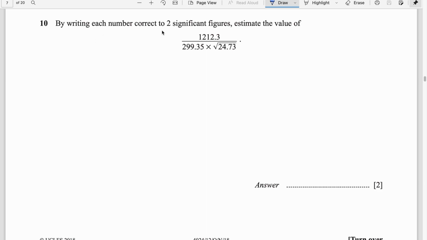By writing each number correct to two significant figures, estimate the value of this. So 1200 by 300 times square root 25. 2 zeros, 3 1 times, 3 4 times, so 4 by 5.